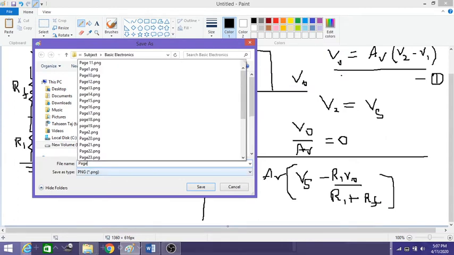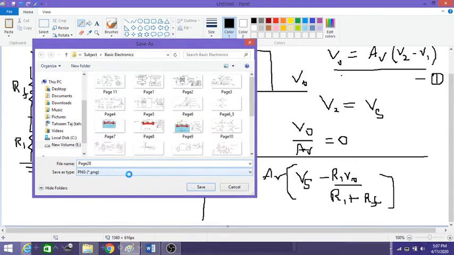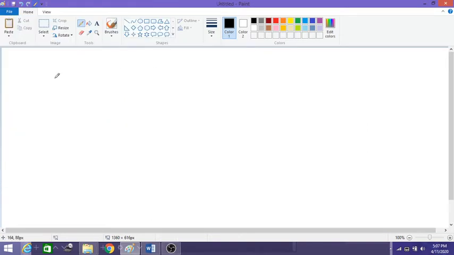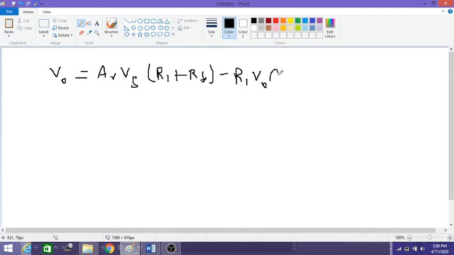Let me come to a new page. When we cross multiply here, we get AV into Vs of R1 plus RF, minus R1 into V0 into AV, whole divided by R1 plus RF.